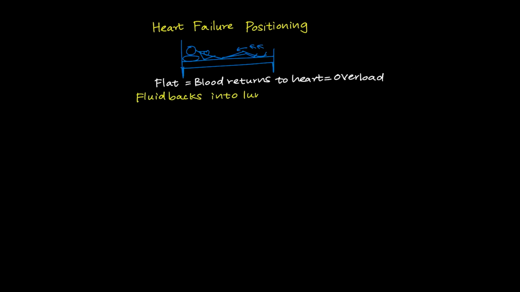Heart failure client found lying flat and reporting worsened breathing difficulty. What do you do about the positioning? Elevate the head of the bed. The physiology here is straightforward. When a heart failure client lies flat, gravity pulls blood from the extremities back toward the heart. That increases preload. The already weakened heart can't handle the extra volume, so fluid backs up into the lungs. That's orthopnea, difficulty breathing when lying flat.